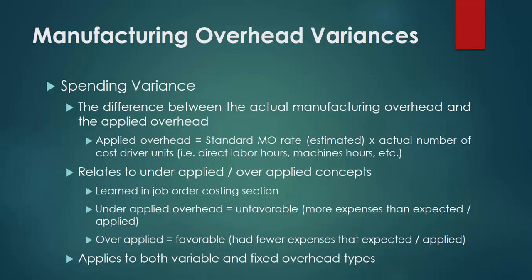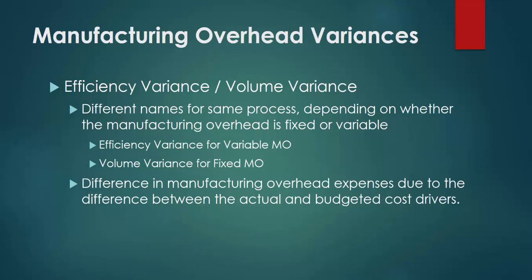So, in a nutshell, the spending variance is just the difference between the actual manufacturing overhead that a company incurs and the overhead applied. Now remember, you do have to break that out for variable and for fixed, but the concept remains the same. On the other side of our upside-down pyramid, we have the efficiency variance or the volume variance, depending on whether you're calculating variable or fixed variances.